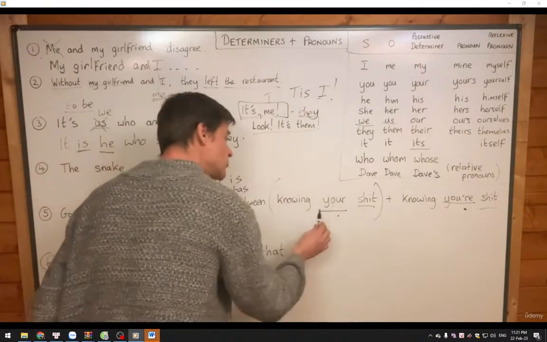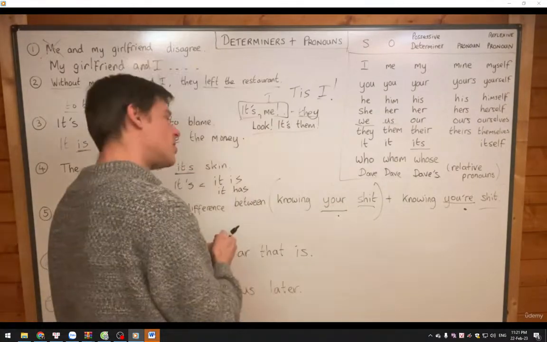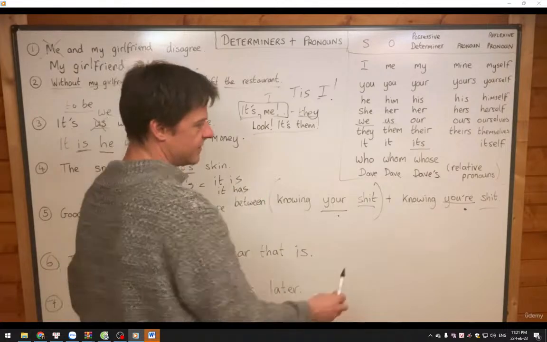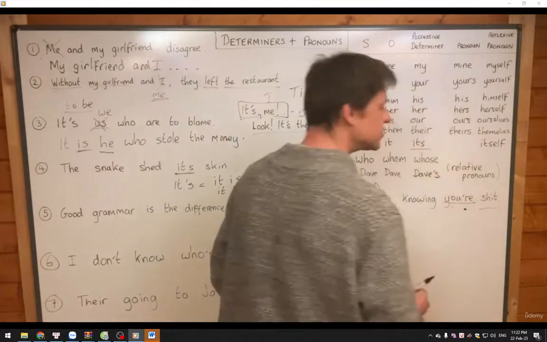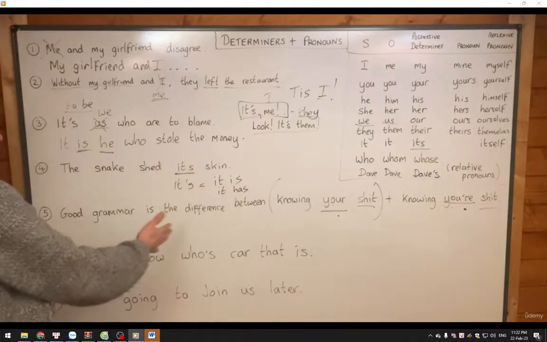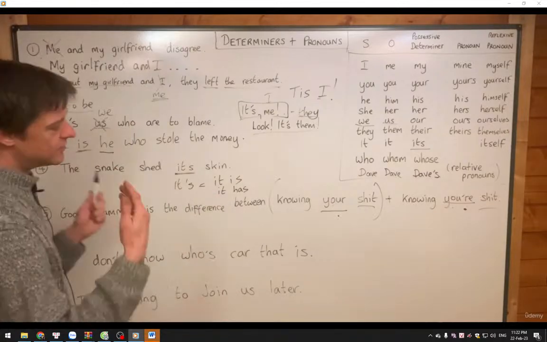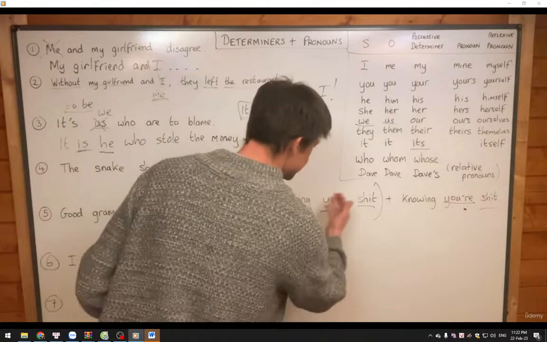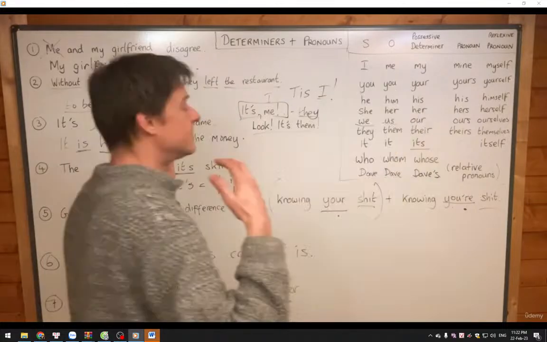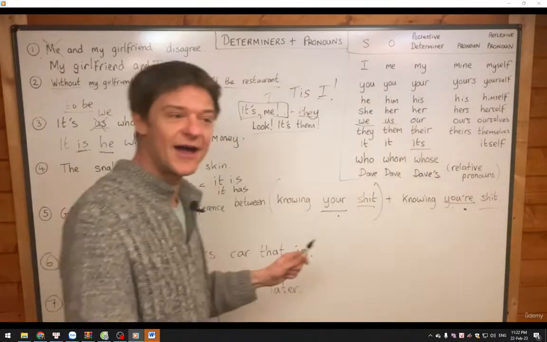But if you know your shit about something, you know that area, you know that field, you know a lot about it. However, if you know you're shit, you know you are terrible at something, you are bad at something. So there's a nice little joke on the difference between these two phrases that sound exactly the same.